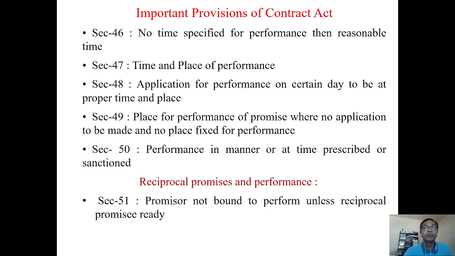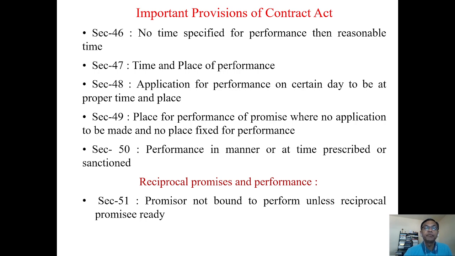Next is reciprocal promises and performance. When there are reciprocal promises, meaning both parties make a promise against each other's performance, and one person's performance is dependent on the other person's performance, just like in construction contracts. The owner has to give the site, then the contractor can start the work. The owner has to release the payments, then the contractor can do the work with the cash he receives periodically.